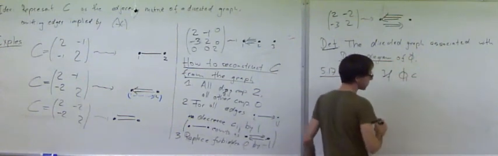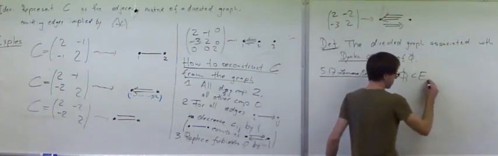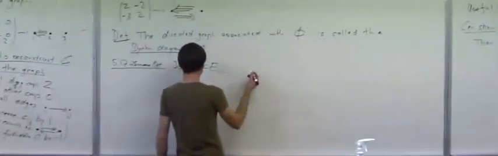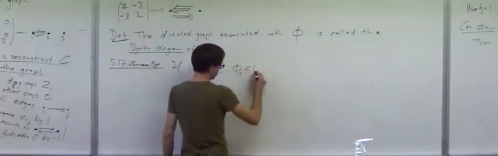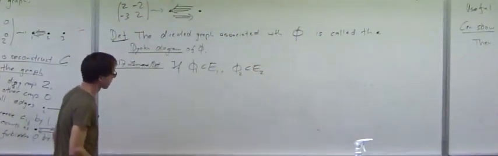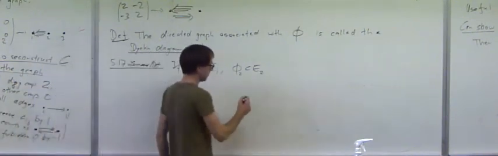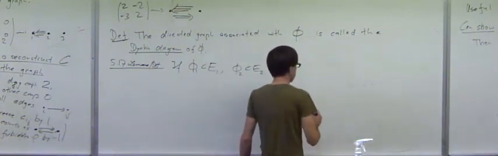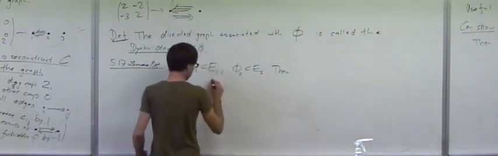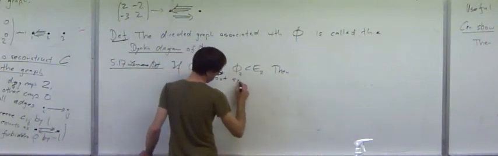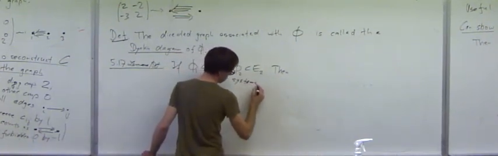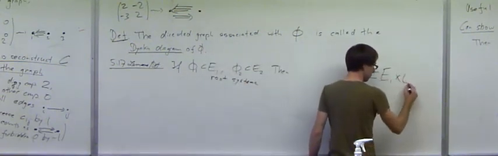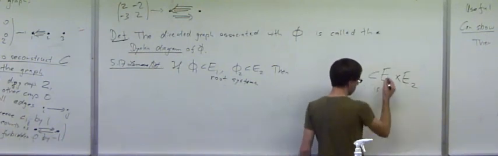So say we have a root system phi 1 contained in some Euclidean vector space E1. Say we also have a root system phi 2 contained in some Euclidean vector space E2. So root systems both. Then I can construct a root system in the Cartesian product.